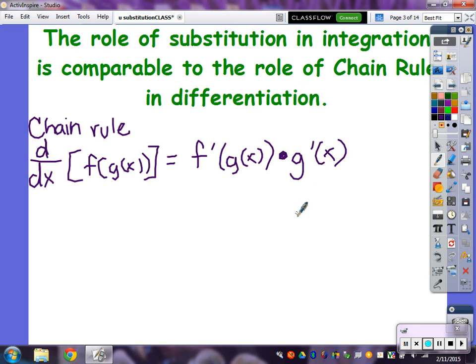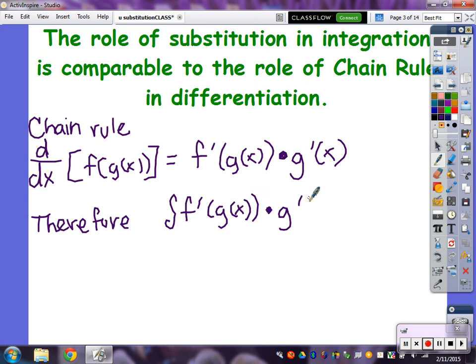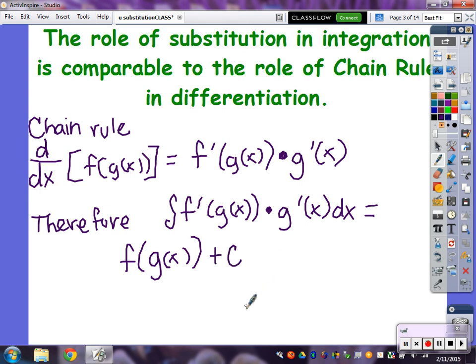So, if I'm working backwards and I'm integrating, the idea is, and we'll write therefore, if I integrate f prime of g of x times g prime of x dx, this would simply equal your composite function, so f of g of x. And recognize we don't have an upper and lower limit of integration, so we include the plus c to show that this is a general solution.